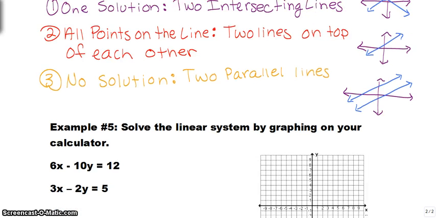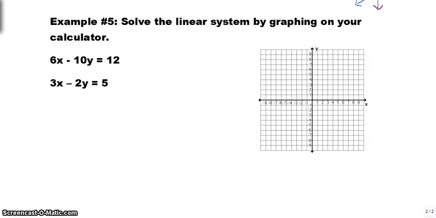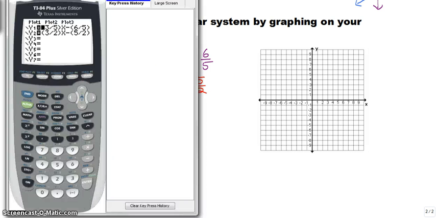Alright, and then the last thing we want to take a look at is how to solve by graphing on your calculator. So we all know that when we graph on our calculator, you always have to solve for y. So if I solve this for y, I would have y equals 3/5 x minus 6/5. And then I can solve the second one for y, and have y equals 3 over 2x minus 5 over 2.